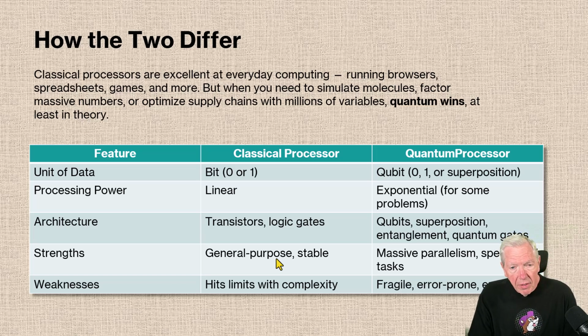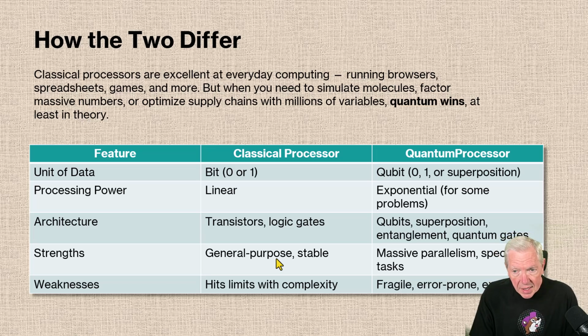So we have a table here: the feature, the classical processor, the quantum. The unit of data for a classical processor is a bit, 0 or 1. There are 8 bits to a byte. There's some old terminology, it's called a nibble. There's 4 bits to a nibble. And then the quantum processor uses a qubit, which could be position 0, position 1, or somewhere in between.